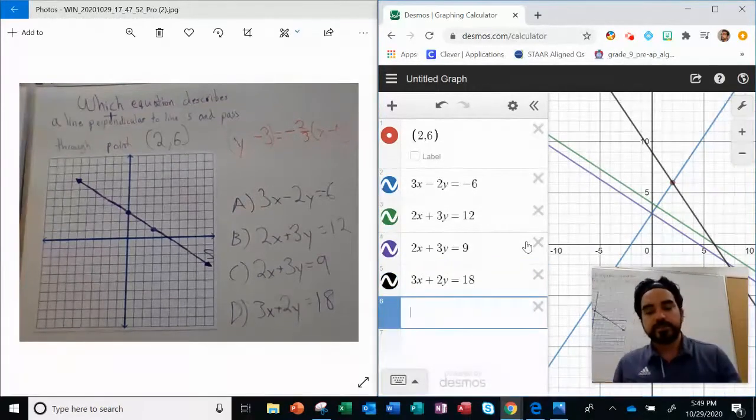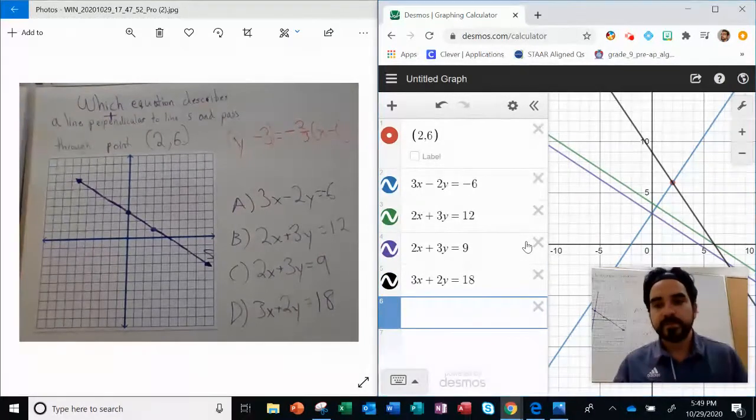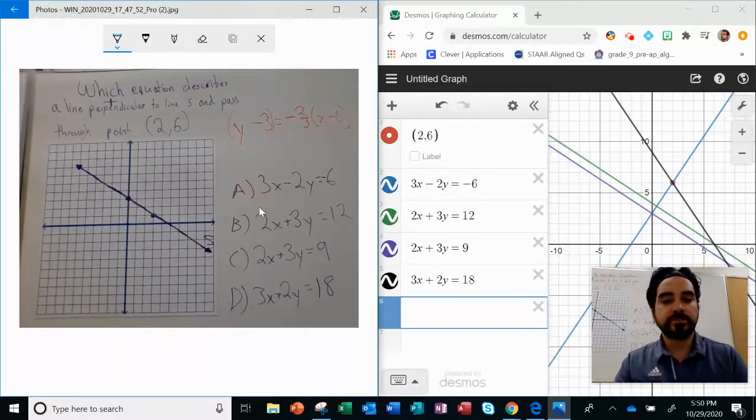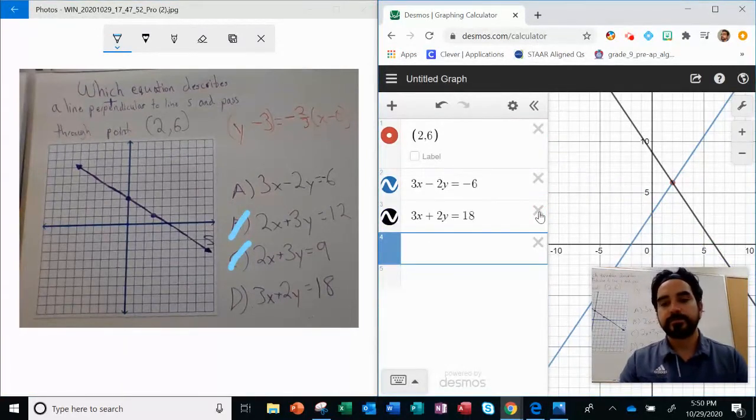Based off this, there are two lines that cross the point. The first one is the blue one, and the second one is the black one. So what I'm going to do is cross out 2x plus 3y equals 12 on my paper, and I'm going to cross out 2x plus 3y equals 9, because those were wrong. Next thing I'm going to do is also cross them out on Desmos, the green one and the purple one.